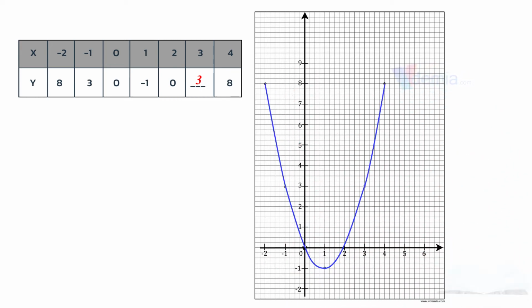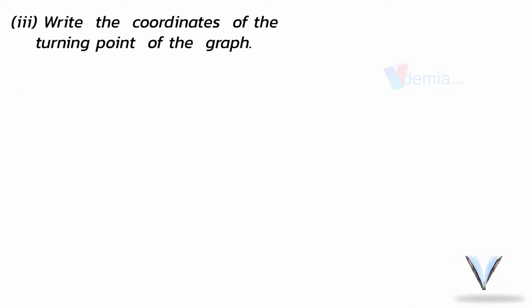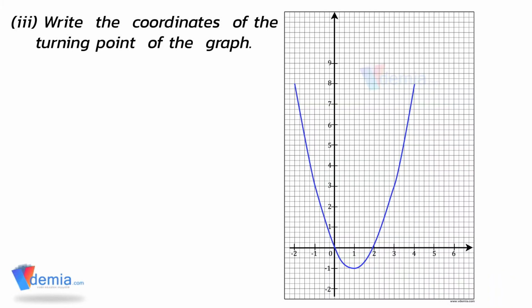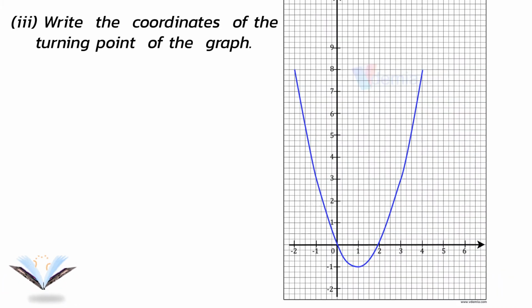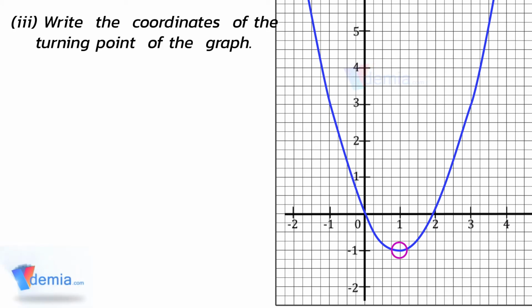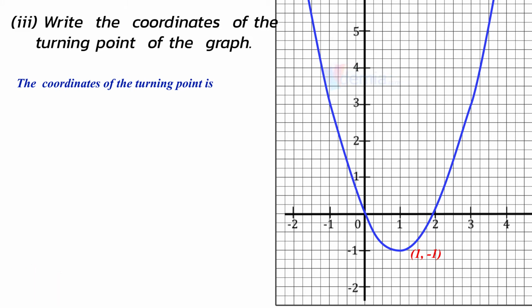So let's do the third question. Write the coordinates of the turning point of the graph. So we are asked to write the coordinates of the turning point. Look at the graph. The graph turns at this point. The coordinate of this point is 1, minus 1. Hence the coordinate of the turning point is 1, minus 1. So let's move to the fourth question.